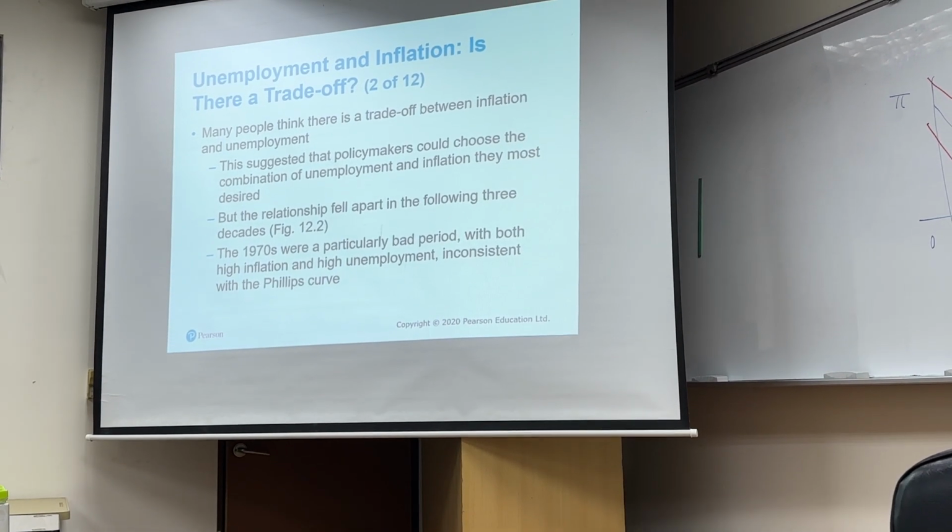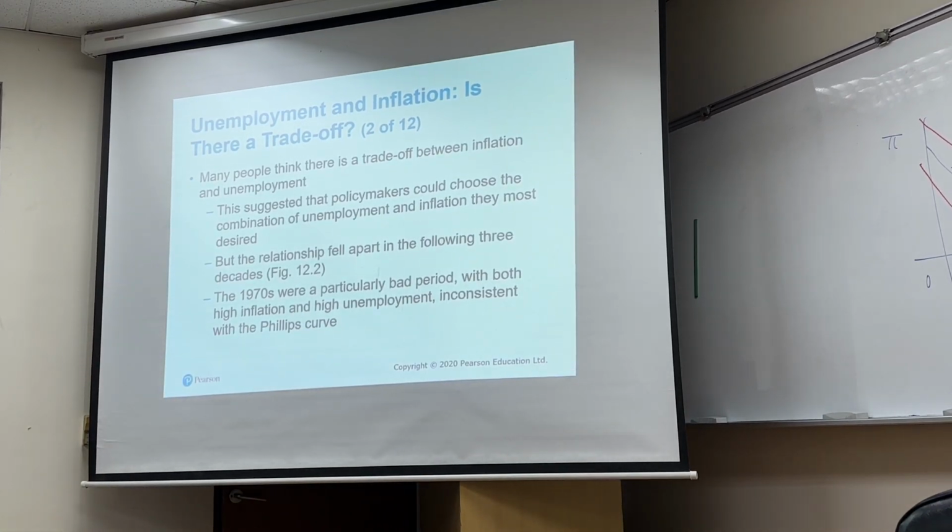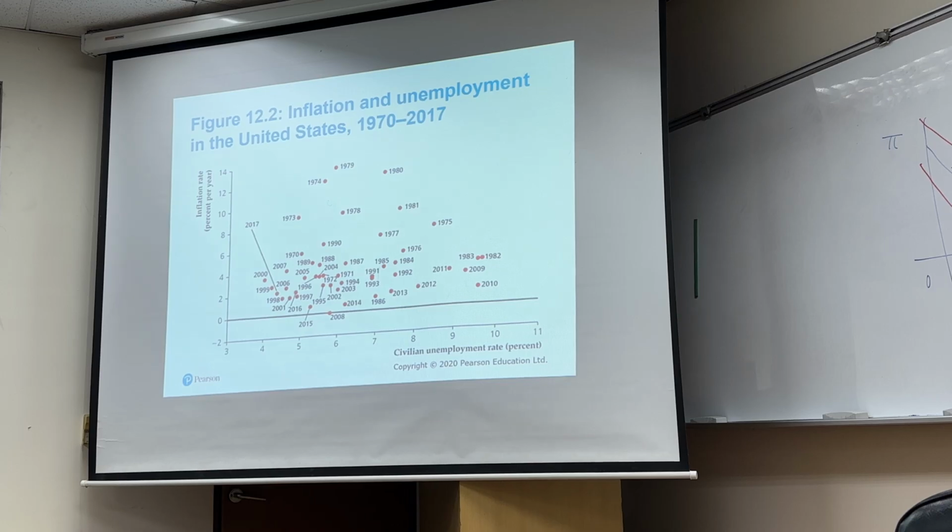So for 30 years, since the 1950s and 1960s, people believed that the Phillips curve shows a negative relationship between unemployment and inflation. But in the 1970s, they found out that this is not the case. So this is the situation for inflation and unemployment during the 1970s to 2017. You see that there is no clear relationship now.